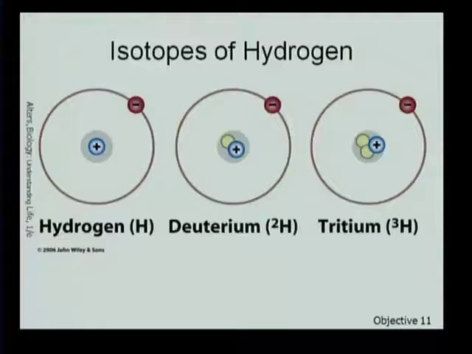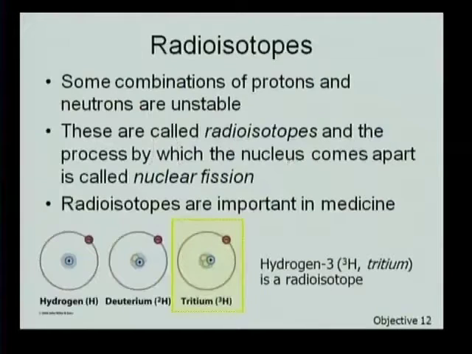Another thing that's in the need to know category are these three isotopes of hydrogen that we talked about. Hydrogen, or protium, deuterium, and tritium, and how they differ, what the difference is between those three isotopes of hydrogen.